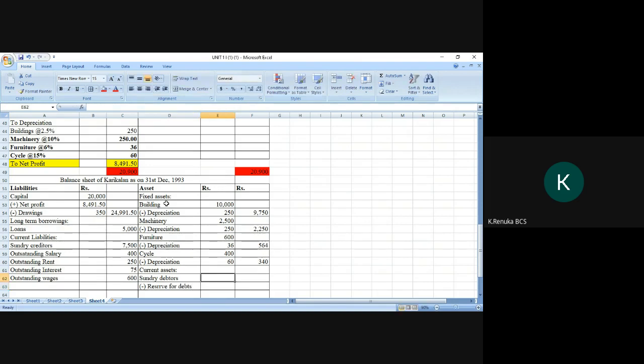So your sundry debtors value was 10,000. Reserve for debts which we have calculated is 500 in the adjustment. Adjustment they have given you 5 percentage on debtors. So 10,000 into 5 percentage, you will get 500. Yes. So next you are going to proceed with discount on debtors.